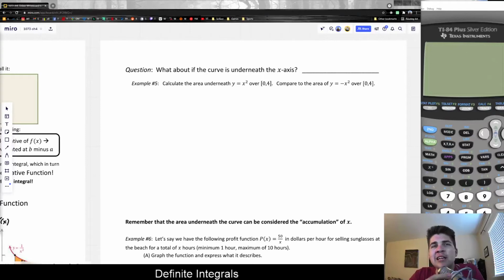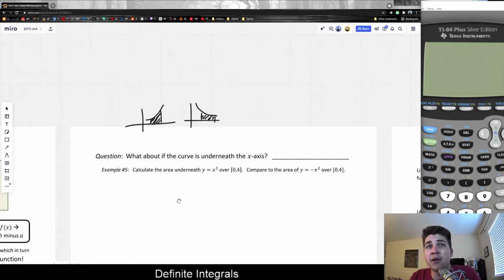Another thing you might be wondering is, what if the curve is below the x-axis? Because so far we've been working with examples that are exclusively above the x-axis, like graphs that look like this or like this, and finding areas which we sometimes say are bound above by the function and below by the x-axis. But what if the function is below the x-axis?